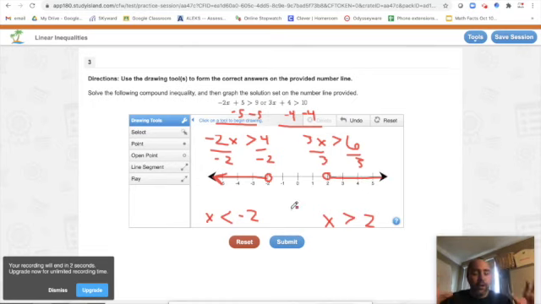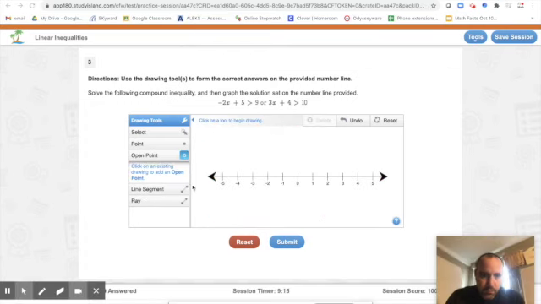Because it's an or, we can have both of these. So before moving on to the next one, I just wanted to point something out. And I know I did this yesterday too. I couldn't put an open point where I wanted. And then I read the instructions.